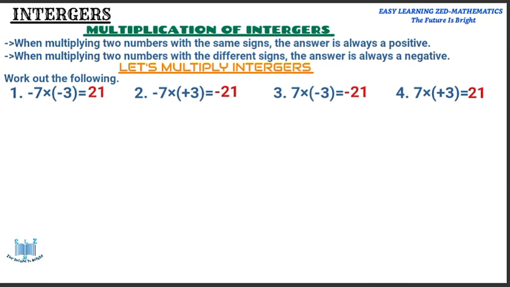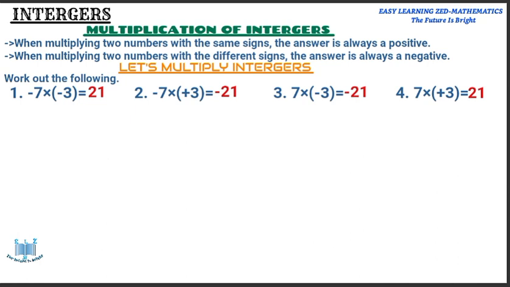Now when you look at the answers we have gotten, we have seen that whether you multiply two negatives, the answer will be a positive, or you multiply two positives, the answer will be a positive. It doesn't matter whether you're multiplying the positives or the negatives. If you multiply two numbers with the same sign, the answer will always be a positive.